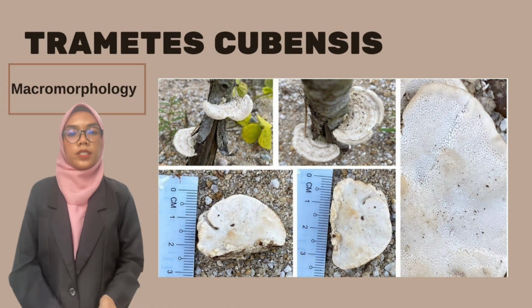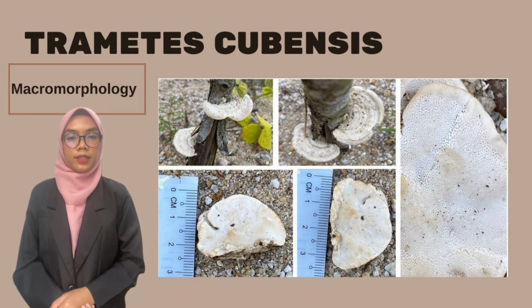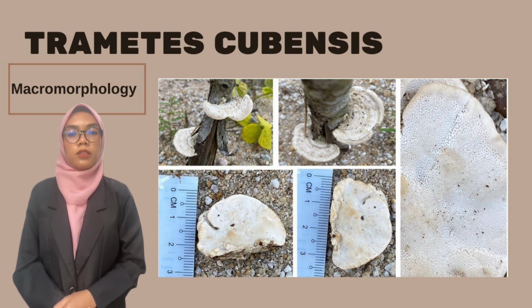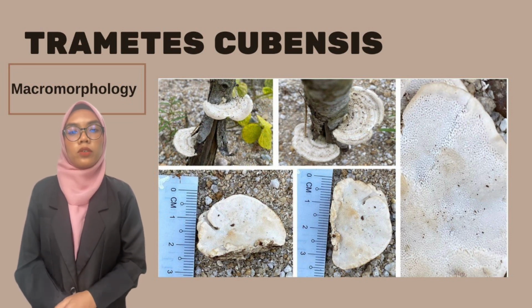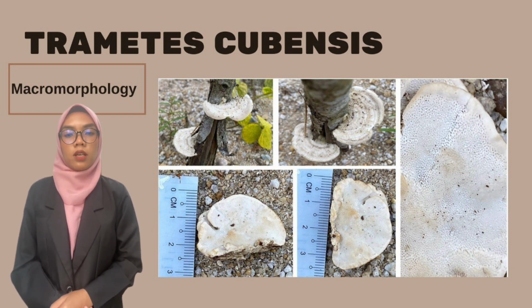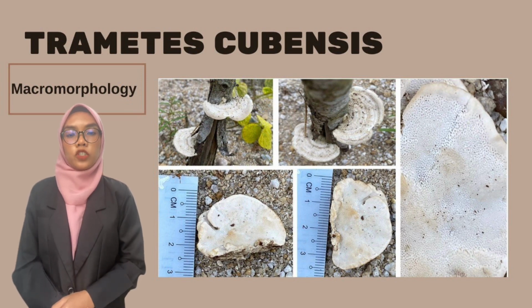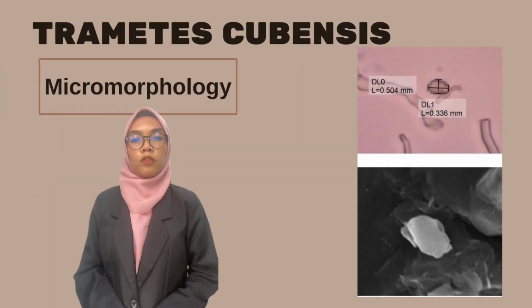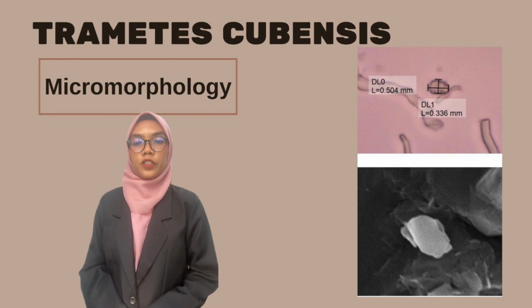This species was suspected Trametes cubensis. The shape was hemispheric to irregular. It also contains concentric zones that dominate radial sections. The pore surface was wide and irregular to angular in shape. The basidiospores were ellipsoid or elongated in shape.